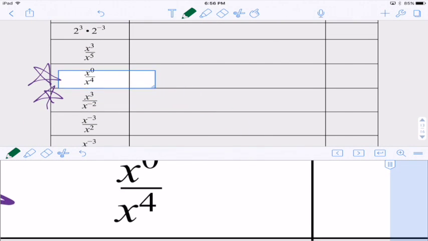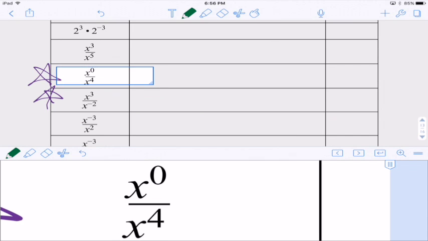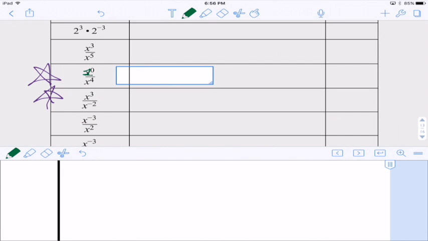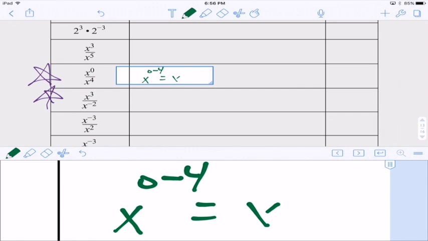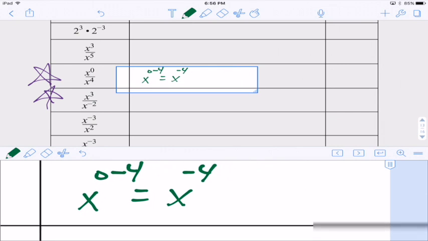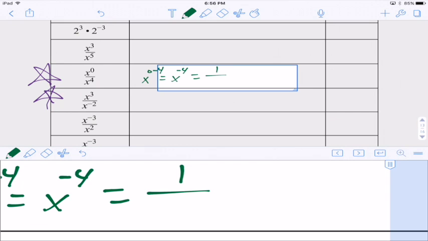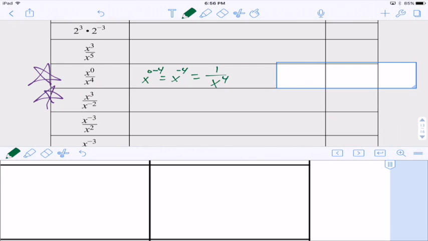Then I want to do 2 more. Again, quotient rule. I could look at this 2 ways. I could look at this x to the 0 as 1, and we would just have 1 over x to the 4th, or I could do x to the 0 minus 4, which is x to the negative 4, and then we learned what that was just now. It is 1 over x to the 4th. You see some connections that are being formed?